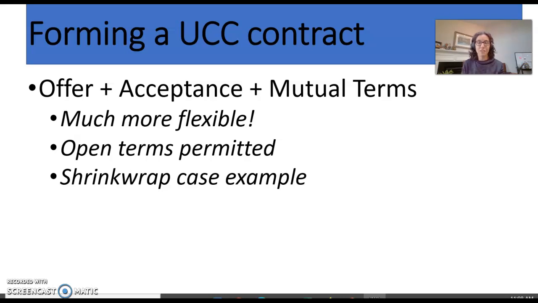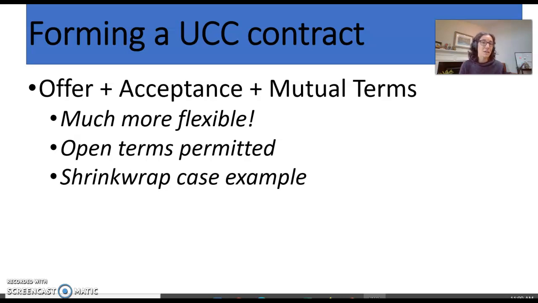And that is because the UCC is much more flexible, or another way of saying it is that it is less rigid than the common law. When we learned about offer and acceptance and formation a couple of weeks ago, in the common law, if you have a contract that's outside of the UCC does not apply, the offer, the acceptance, the finding of mutual terms between those two parties is really strict. And if the offer and acceptance don't match, then the court will find that no contract existed. That's not necessarily so with the Uniform Commercial Code.